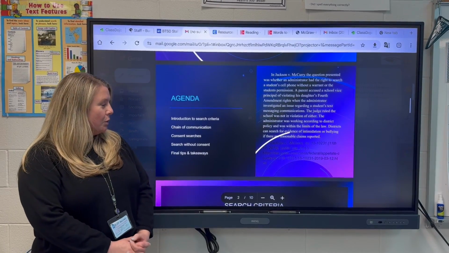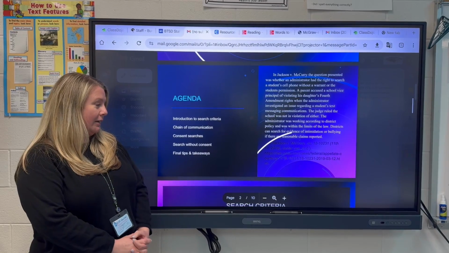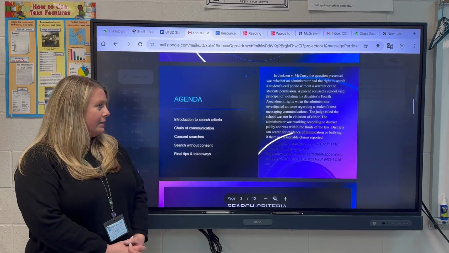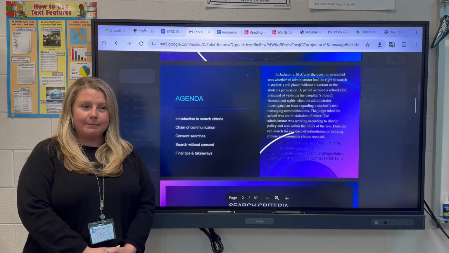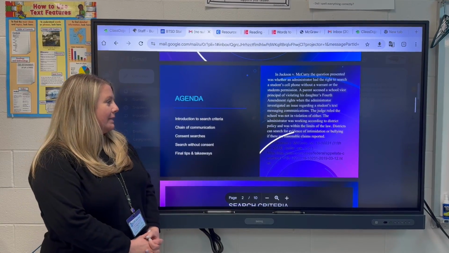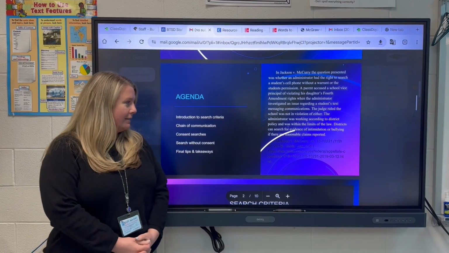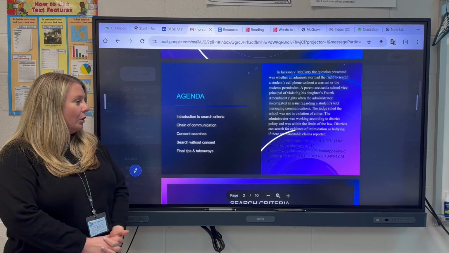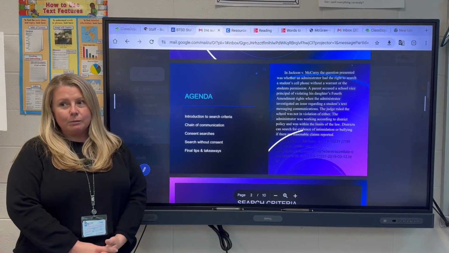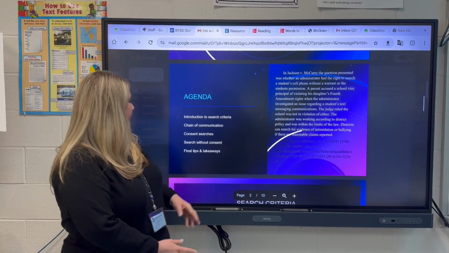The judge ruled the school was not in violation of either. The administrator was working according to the district policy and was within the limits of the law. Districts can search for evidence of intimidation, bullying, or harassment if there are reasonable claims reported.